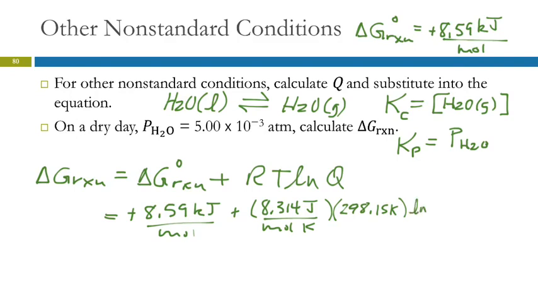And the natural log of Q. So Q is 5.00 times 10 to the minus third. Yes?